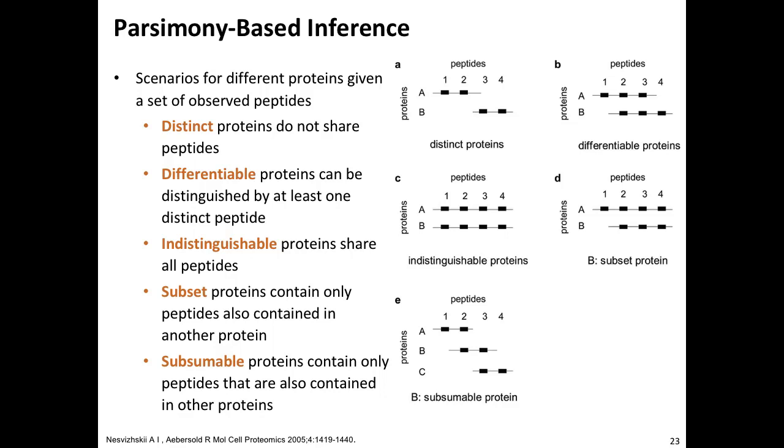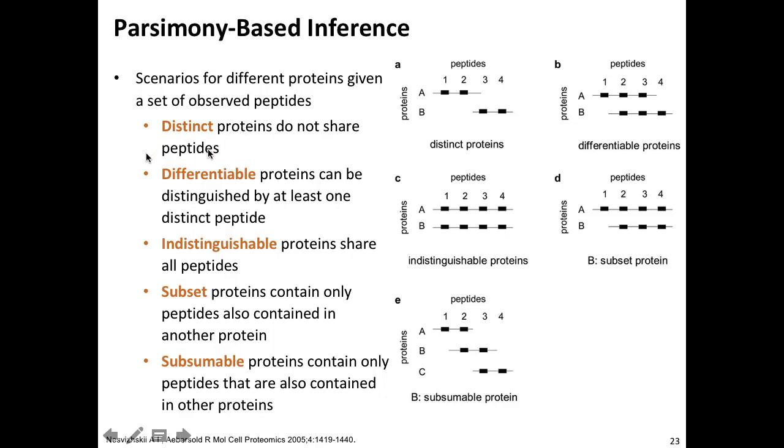Why is A the best explanation, not B? Well, the first peptide here, this guy, that cannot be explained by B. So if we assume A is present, then we explain all 4 of them, and that is better than explaining just 3 of them. So there are different types of ambiguity here as well.